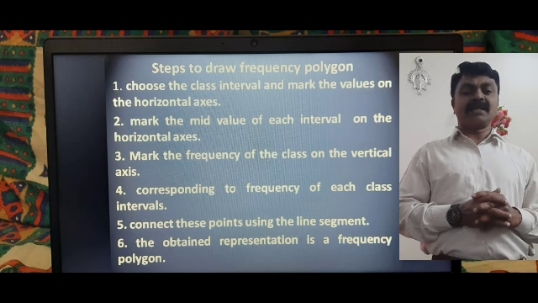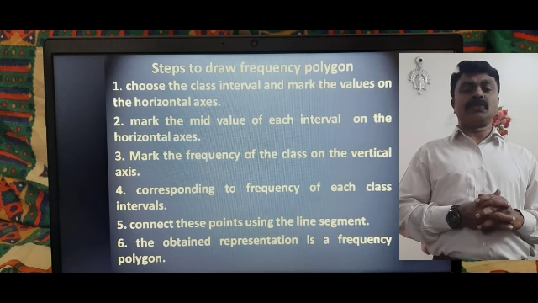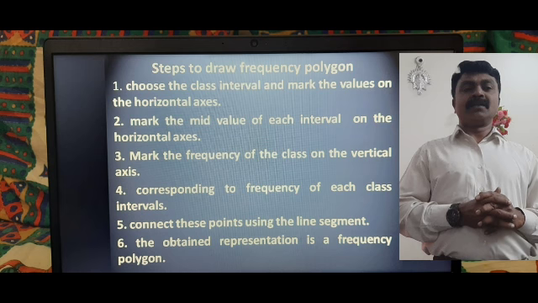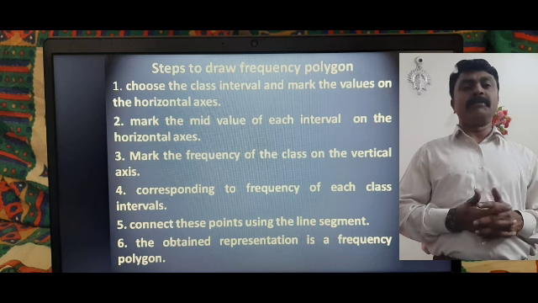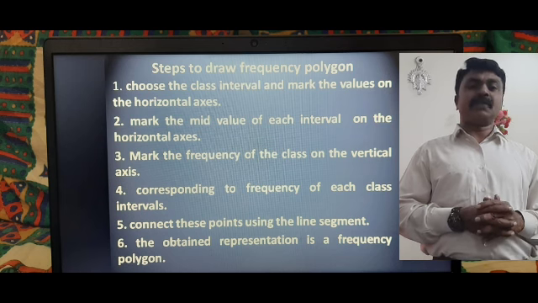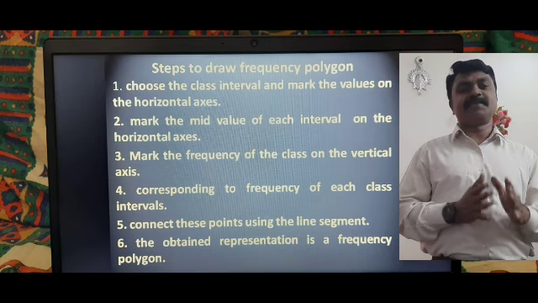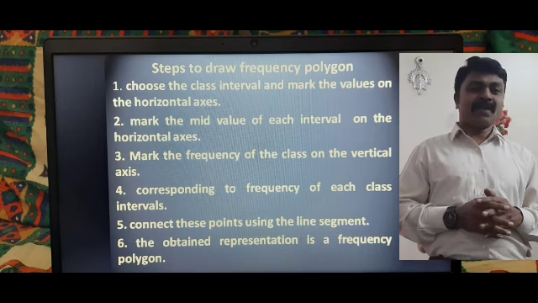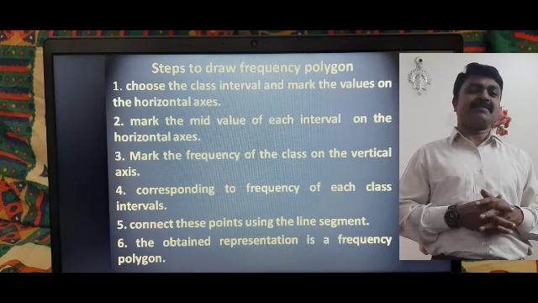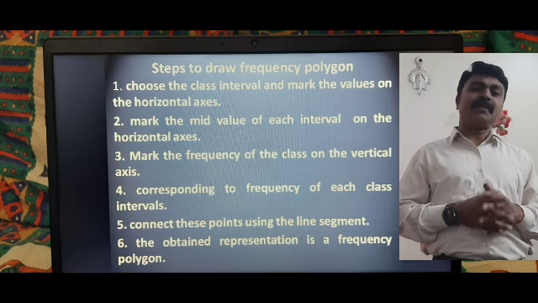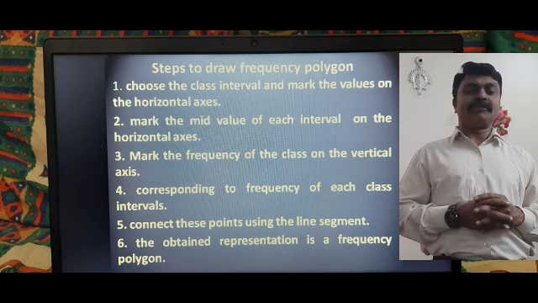These are all the six steps you have to keep in mind while you draw the frequency polygon. They will be very useful steps for the researcher. Always remember them. These steps are very important for drawing a frequency polygon.